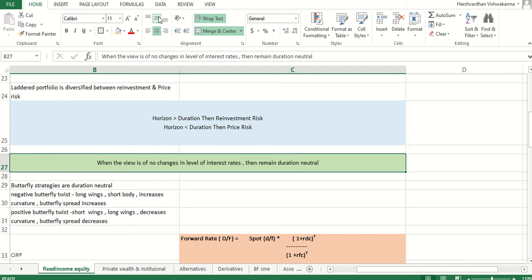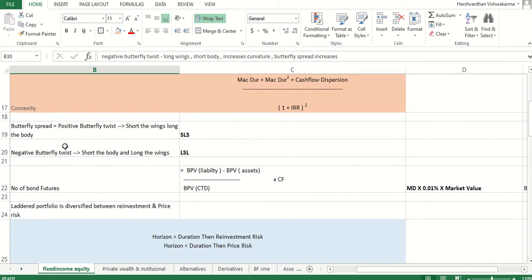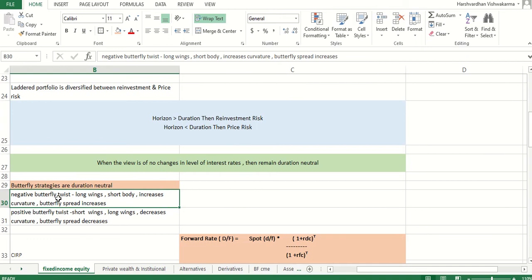They enter into spreads, right? We know from derivatives that whenever we do a spread, we try to hedge our risk. We try to become more neutral, right? So they do it through spreads. So butterfly strategies are duration neutral. So we just read this, right? Negative butterfly twist LSL, right?